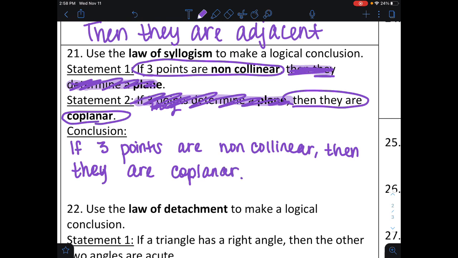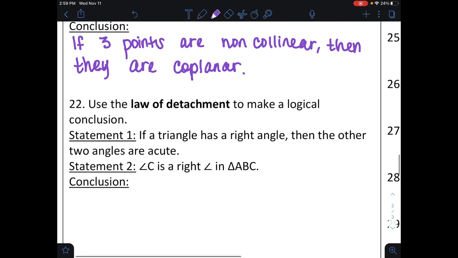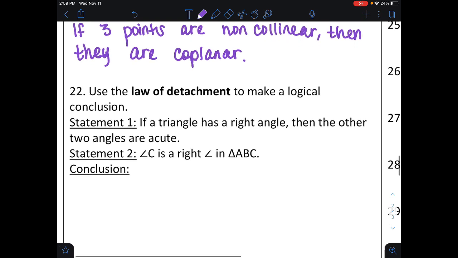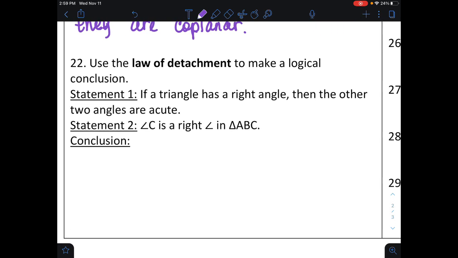Okay. Number 22, use the law of detachment to make a logical conclusion. All right, so detachment means that we're not crossing anything out. We're just going to apply what the first statement says to the second statement. If a triangle has a right angle, then the other two are acute. Angle C is a right angle in triangle ABC. So that means in triangle ABC, there's a right angle.